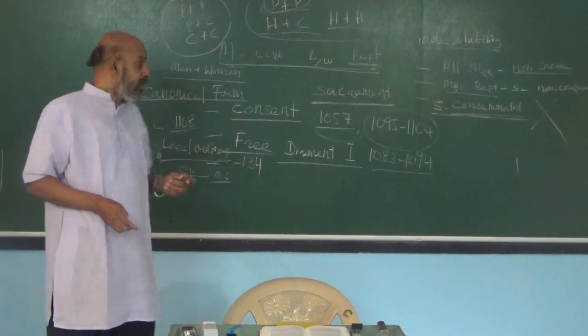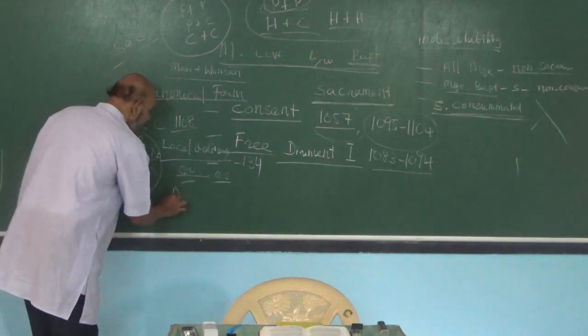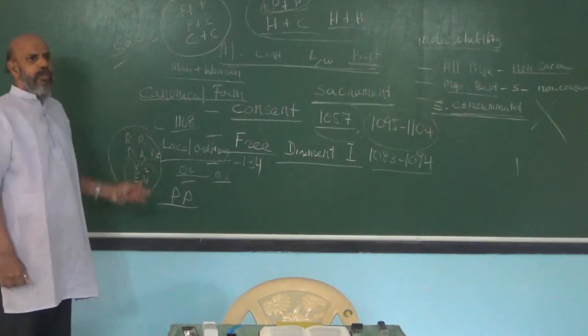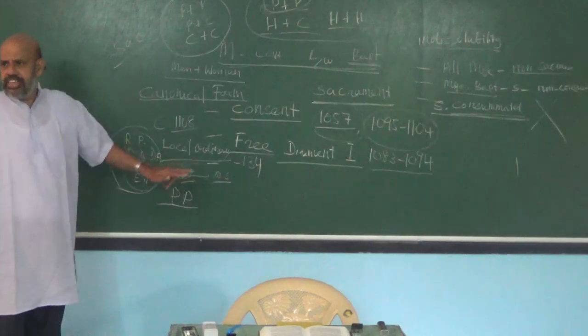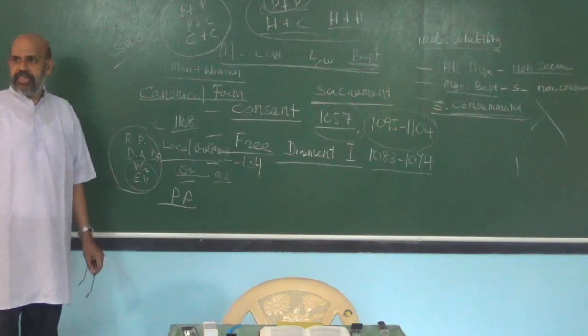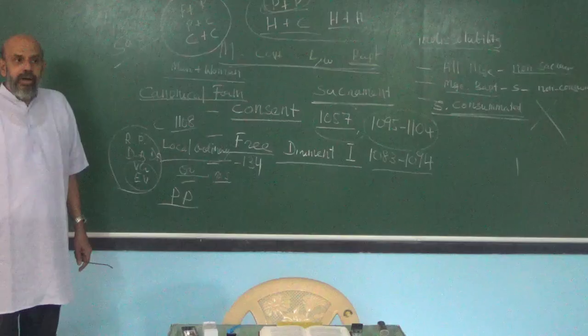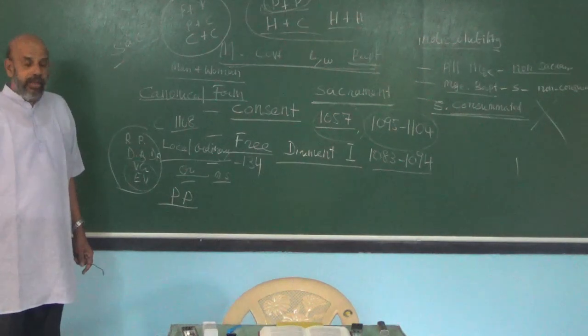Canonical form. I said one is the local ordinary, the other is the parish priest. I forgot to tell you. Two people can bless: the parish priest in the parish, and the local ordinary in the diocese. The local ordinary can bless any marriage in the diocese.